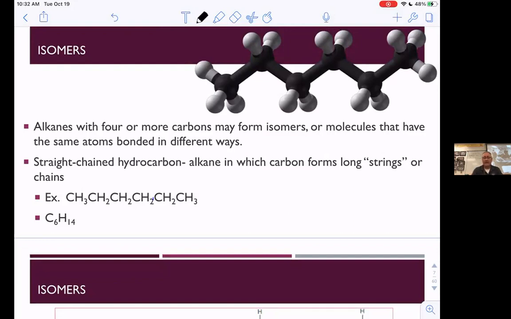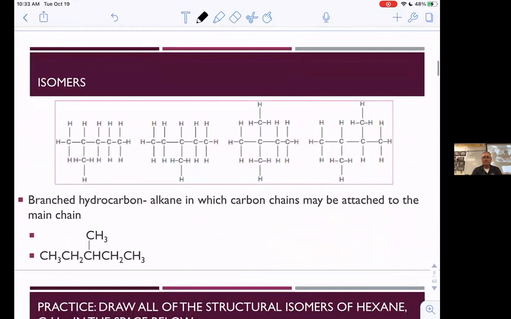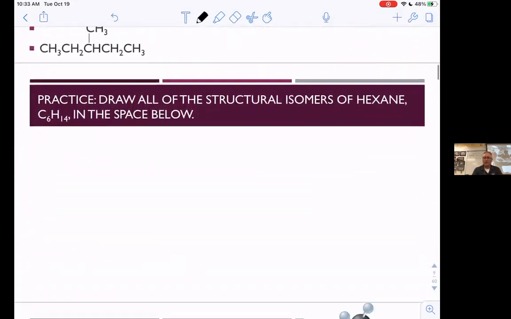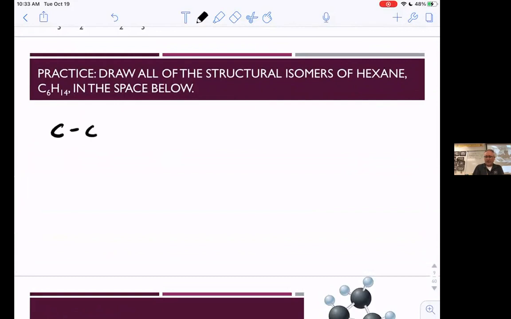A great example is hexane. Hexane is C6H14. And so here are a bunch of different chains of hexane. What I want to do is draw some structural isomers of hexane for you. And I think you've got some space in your notes. But C6H14, if I were to just draw it with 6 carbons with the appropriate numbers of hydrogens around it, I would draw it like this.